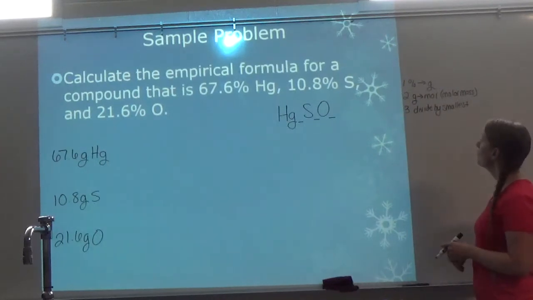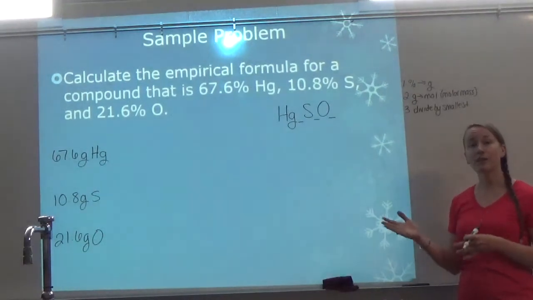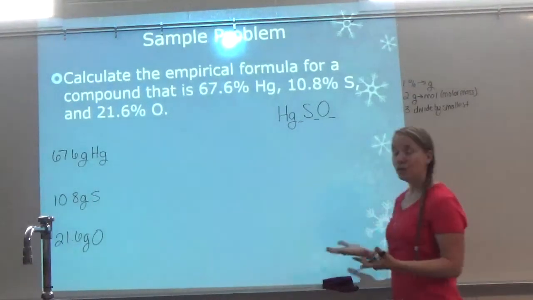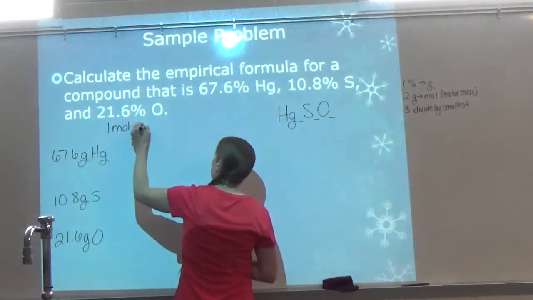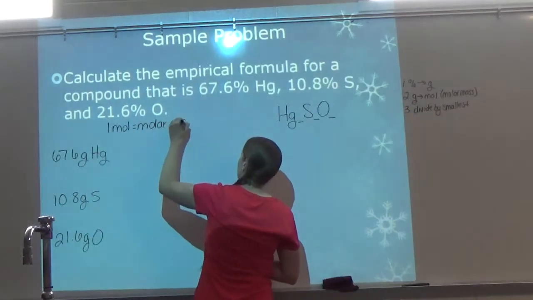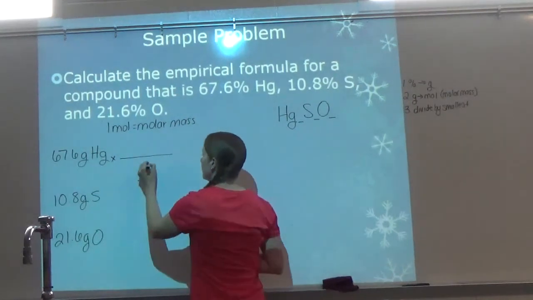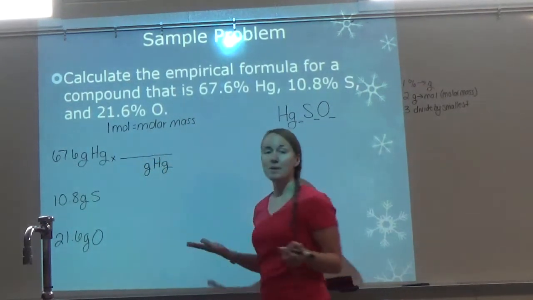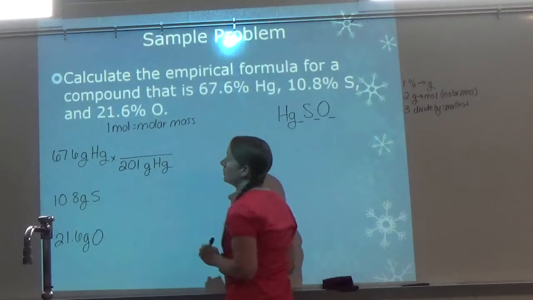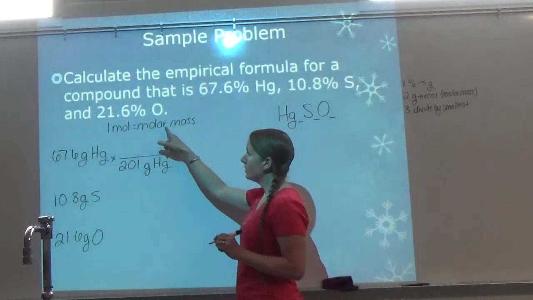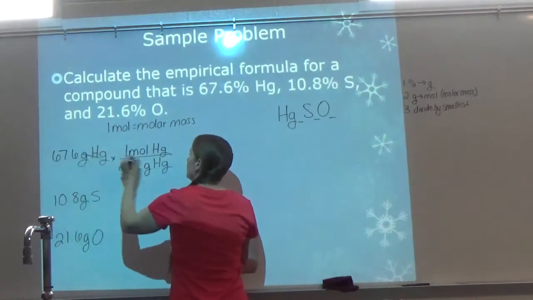Step 2 is change grams to moles. To do this, we have to use the molar mass. Remember how we said 1 mole equals molar mass? I pull my masses from the periodic table. So I'm going to start with mercury. The golden rule says if grams of mercury is on top, grams of mercury goes on bottom. How many grams? Well, look at the periodic table. It's like 200.59. So I'm going to round that to 201 grams. So what does 201 grams of mercury equal? It equals 1 mole.